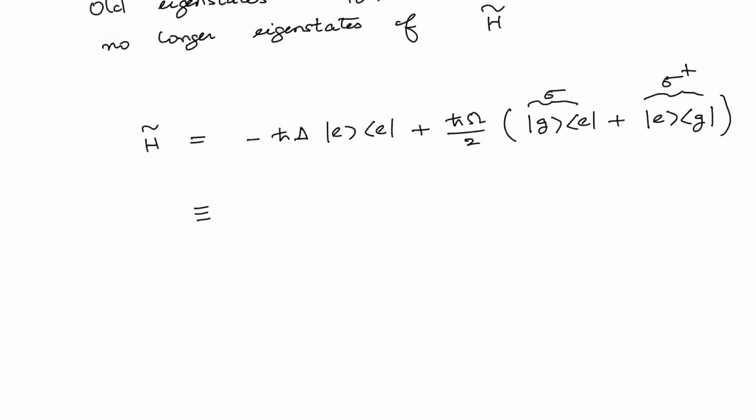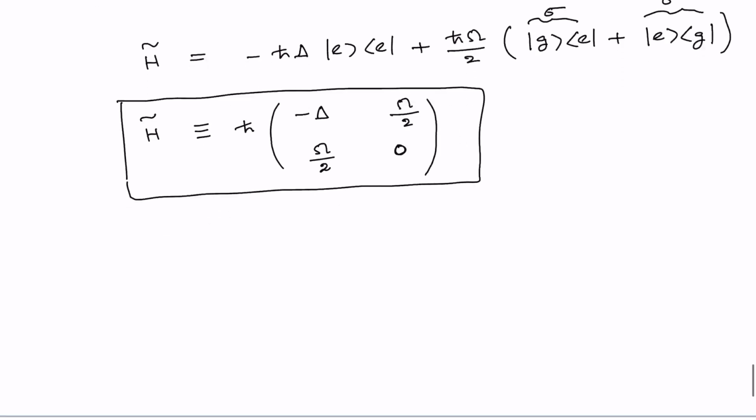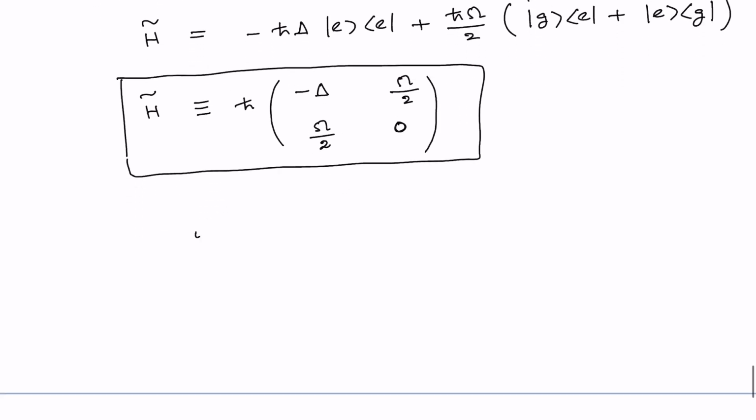This particular Hamiltonian I can write in the matrix form. So this would be h cross, minus delta, and the coupling terms, omega by 2, would sit in the off diagonal terms, and I am taking the ground state here as 0, the ground state energy anyway we are taking to be 0. So this is my coupled Hamiltonian in the matrix form. Let me now solve this eigenvalue equation.